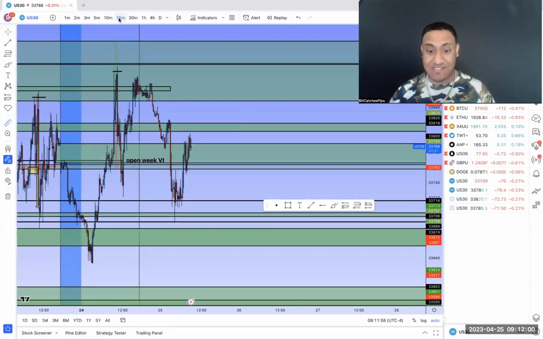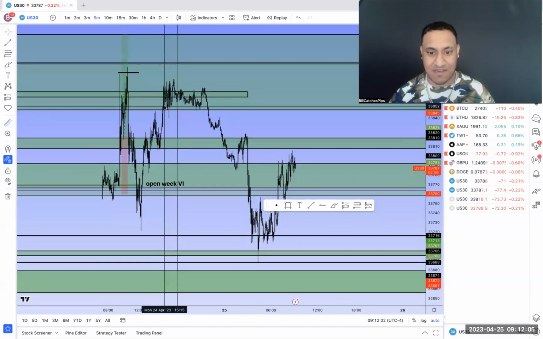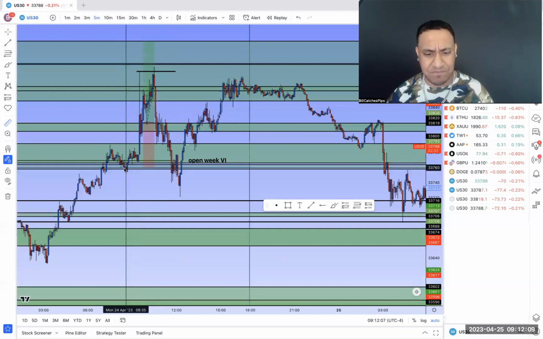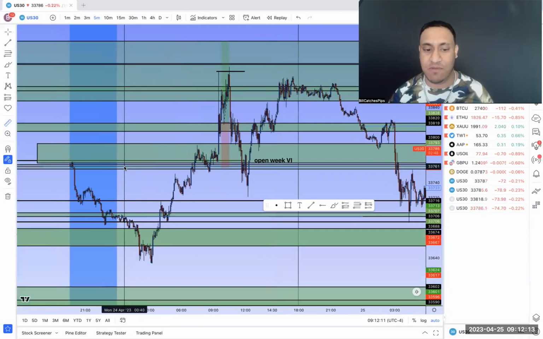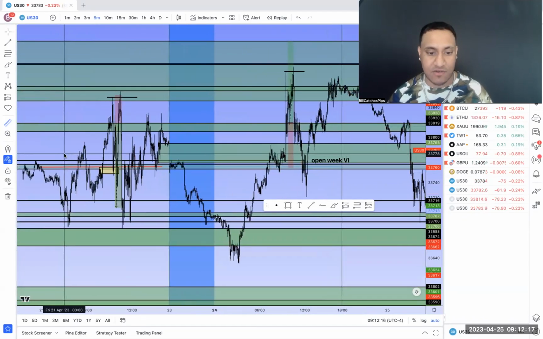Crazy buy on US 30 yesterday. This was the one that I participated in. I bought it right at open. Not right at open, before open. I got in at this 12 a.m. open price and last Friday's volume and bounce. And this was the setup of why I took that buy on US 30.